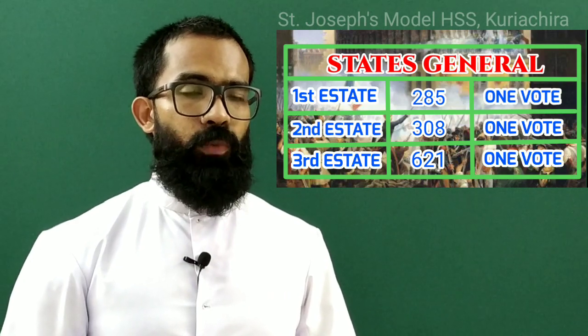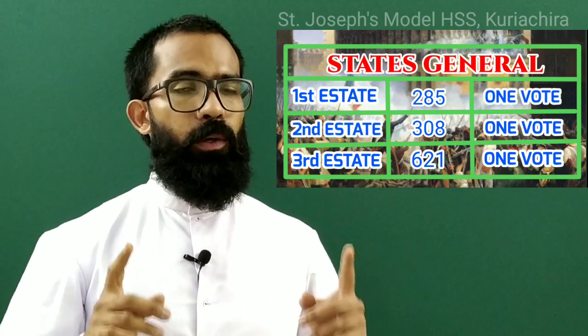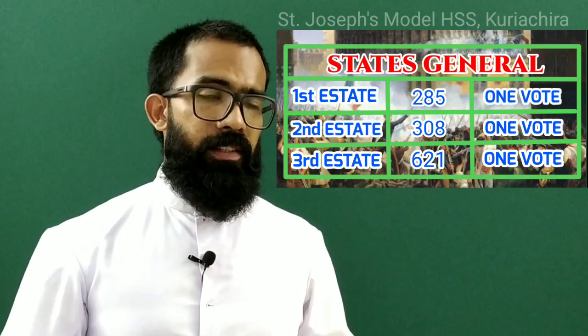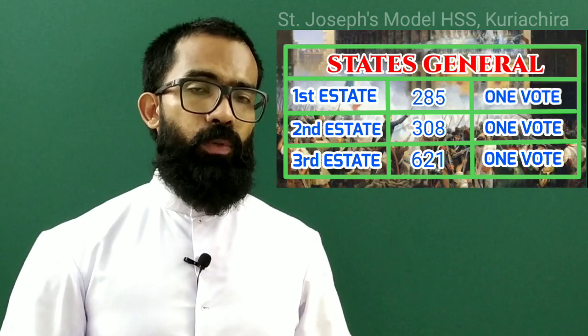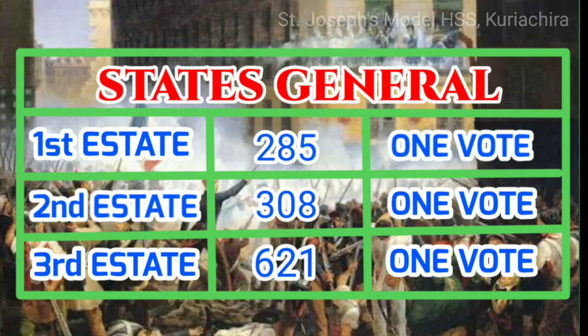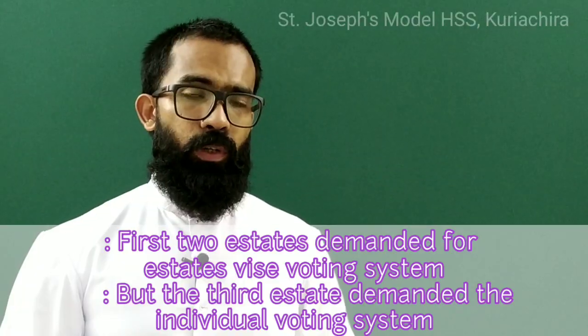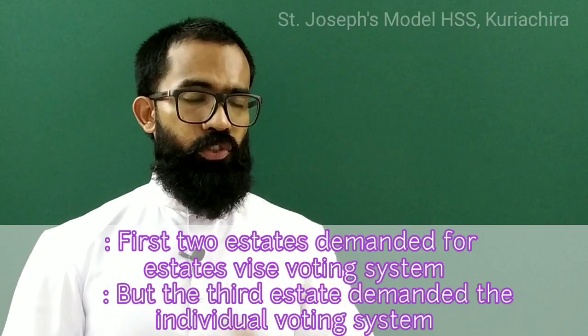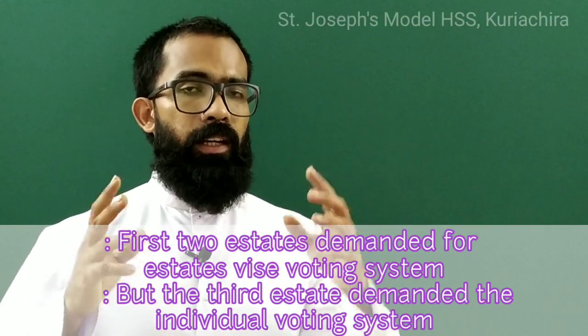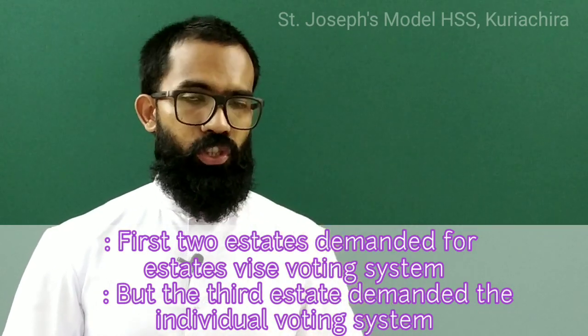Traditionally, each estate would vote as a group and had one vote. As a result, the first two estates could overrule the third estate. The first two estates argued for an estate-wise voting system, while the third estate demanded the individual voting system.